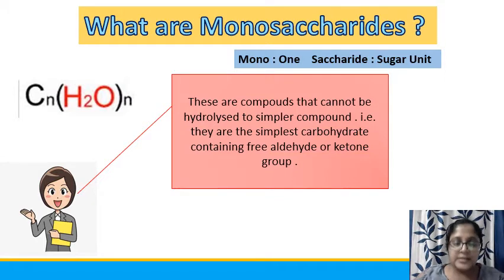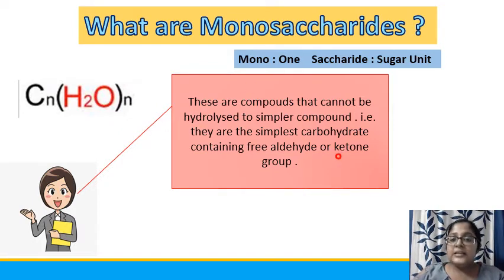Now the question lies, what are monosaccharides? From here, you can understand if you consider the word mono means one, and saccharide comes from the word sugar unit. So when a compound contains only one sugar unit, they are considered to be monosaccharide. Mono means one and saccharide means sugar unit. The general formula of monosaccharide is CnH2nOn.